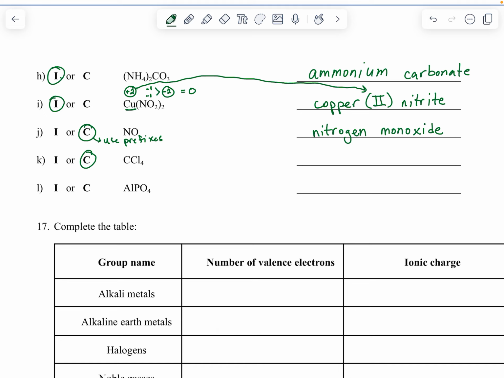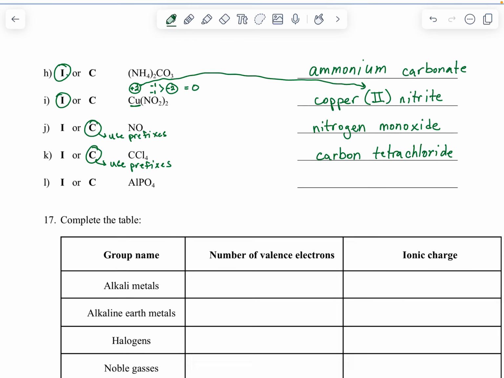This one is covalent as well. Carbon and chlorine are both nonmetals. Prefixes again, and let's say it again. Carbon, only one. I just name it as is. 4 would be tetra, and of course chlorine, we change the ending to chloride, show that it's bonded.